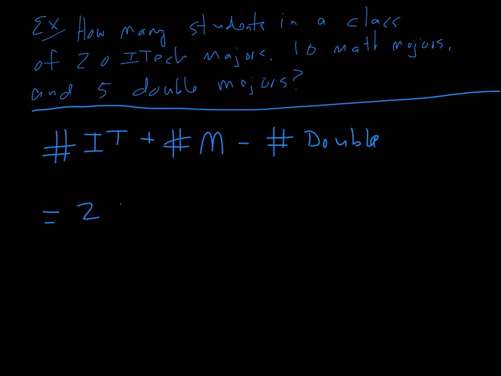All right, again, this is pretty quick and easy. 20 iTech majors plus 10 math majors minus 5 double majors gives you a total of 25 students in the class.